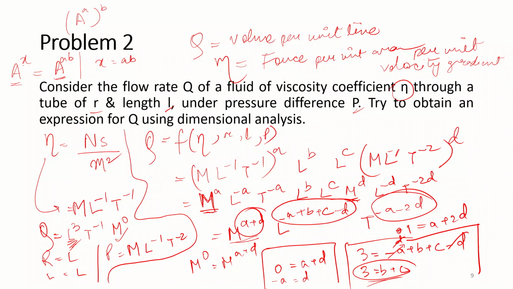So basically the main objective is we have to establish the relationship between the Q and all these variables. We don't know what will be the power of all these things. So we have assumed that eta will have power A, R will have power B, L will have power C, and P will have power D. And then we are solving it.